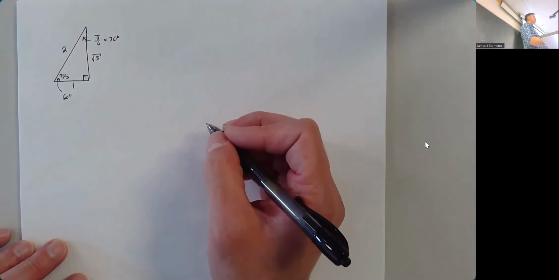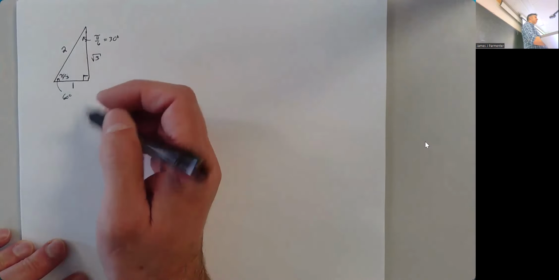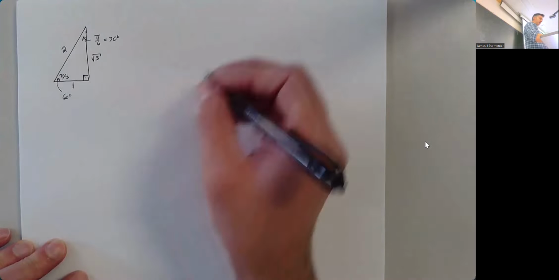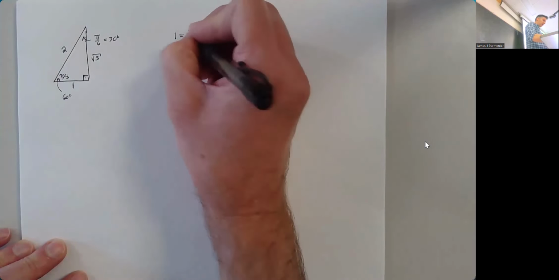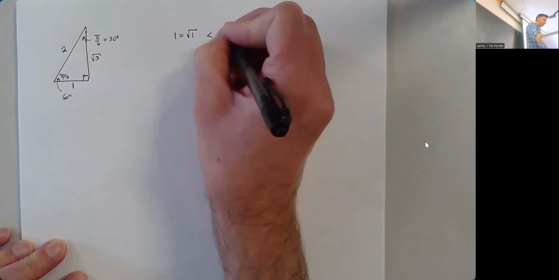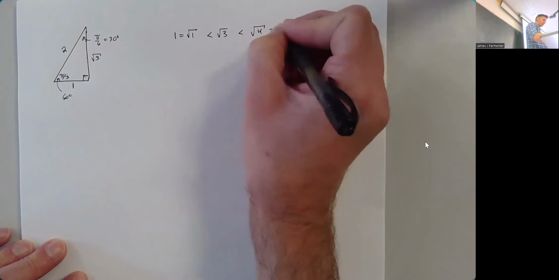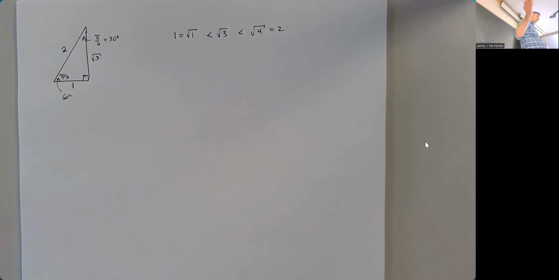Is root 3 the medium side? Is the square root of 3 between 1 and 2? I think so. Let's see. 1 is equal to the square root of 1. That's definitely less than the square root of 3. And the square root of 3 is definitely less than the square root of 4, which is equal to 2. So yes, the square root of 3 is in the middle. It's about 1.7, just so you know.